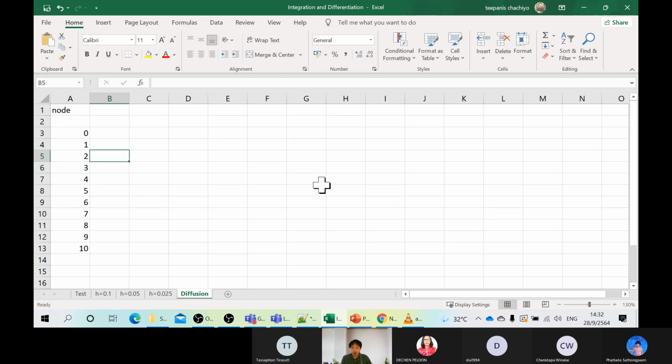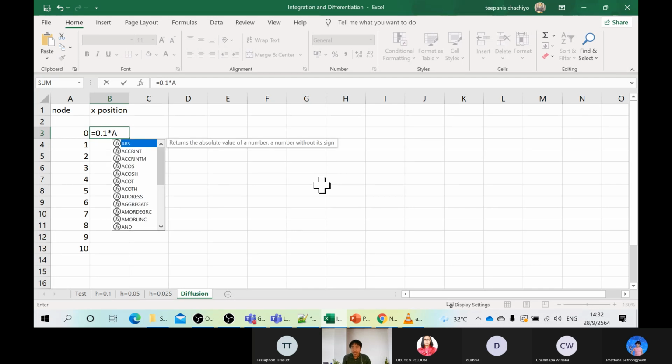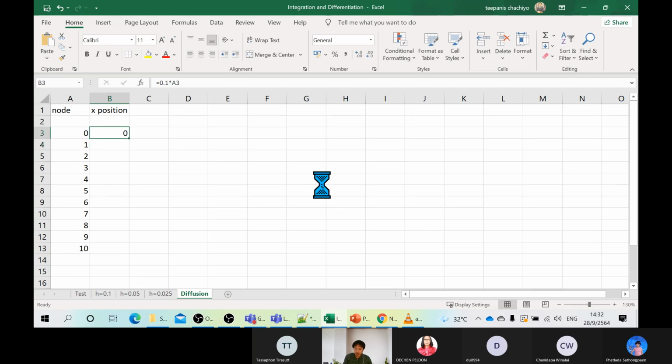So with that labeling of the node, I can put in this column the x position of the point. Let's say I choose my edge, the spacing of the grid point, to be 0.1. Therefore, my x is going to be 0.1, that is my edge, times the node label A3. If I copy this formula to other cells in Excel, I get that over here. But that is not really nice. Let me show the number in a fixed decimal value. There you go. Now I have my x position.